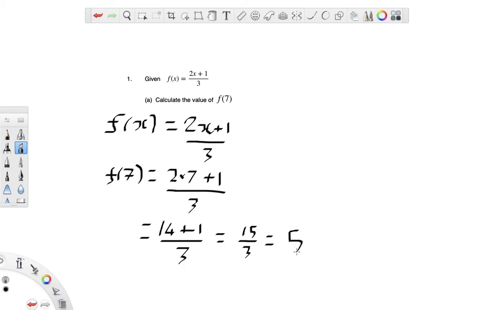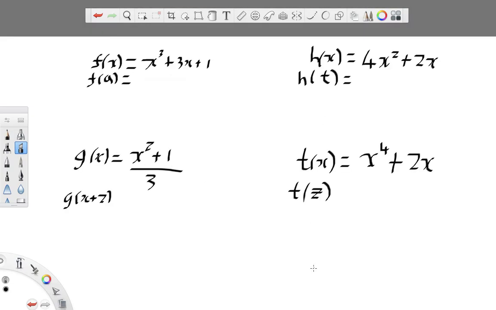So far, we've just substituted numbers into our functions. But we can also substitute letters and expressions into our functions. So in the first example here, we've got f of x is equal to x cubed plus 3x plus 1. And we want f of a. Well, if it was f of 2, we just substitute 2 in. So we do exactly the same thing, we just substitute a in. So we get a cubed plus 3a plus 1. We can't simplify that any further, so we'll leave the answer as it is.